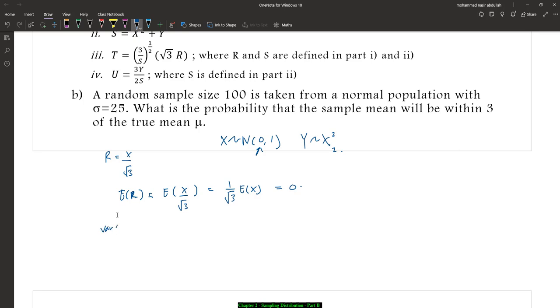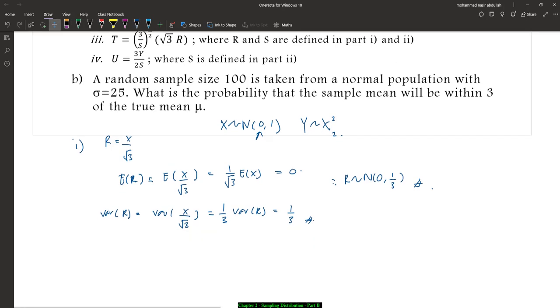And then the variance of R is the variance of X over the square root of 3. Taking out the constant, it is 1 over 3 times the variance of X, which is 1 over 3. So we can say that R has a normal distribution with mean equal to 0 and variance equal to 1 over 3. This is for number 1.